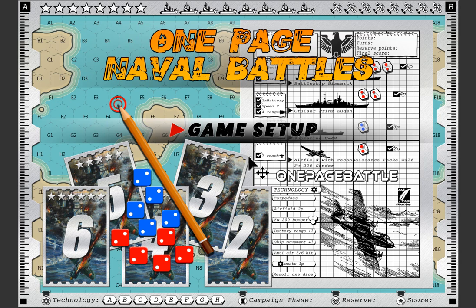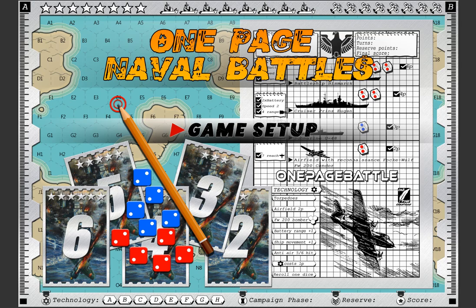Initial deployment of units. Each player has 20 points to spend on deploying units during the initial deployment phase. When you are playing a solo game, there is a limit of 15 points to deploy units, and also for the 3-player skirmish game, there is also a limit of 15 points per player.